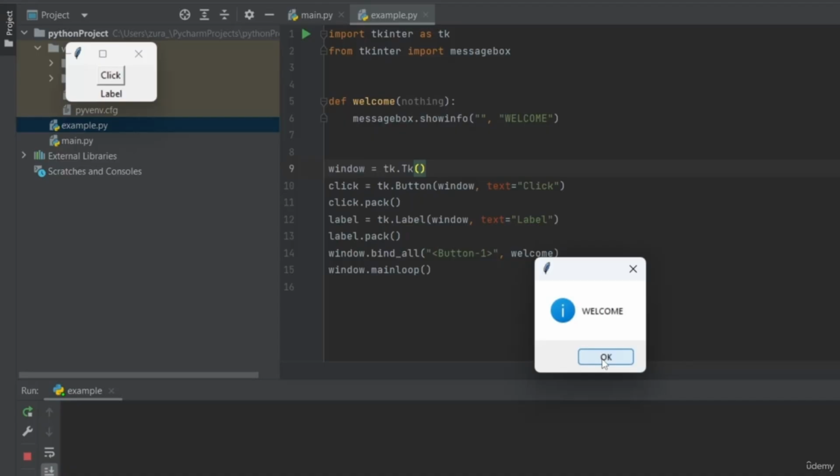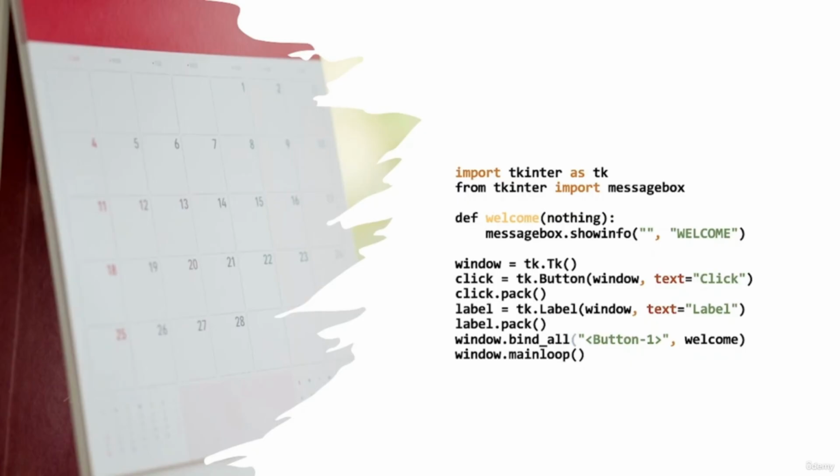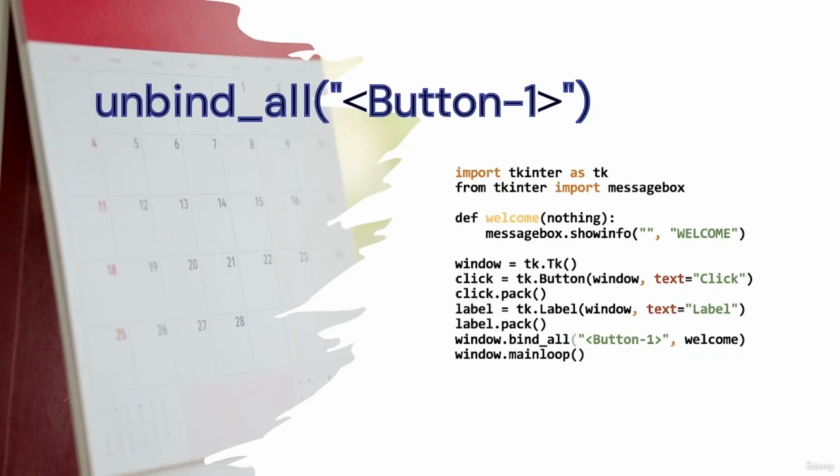If we wish to remove the callbacks from our widgets altogether, we can use the unbind method, which accepts one argument, the event which we have attached to our widgets.